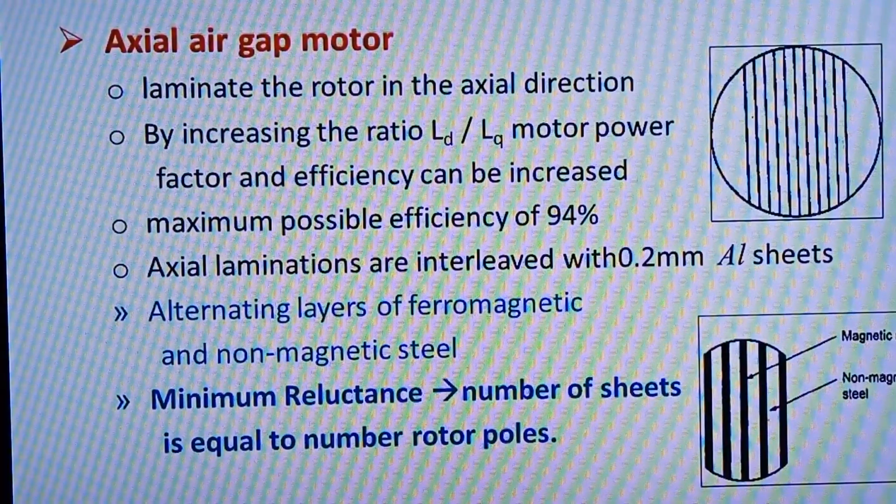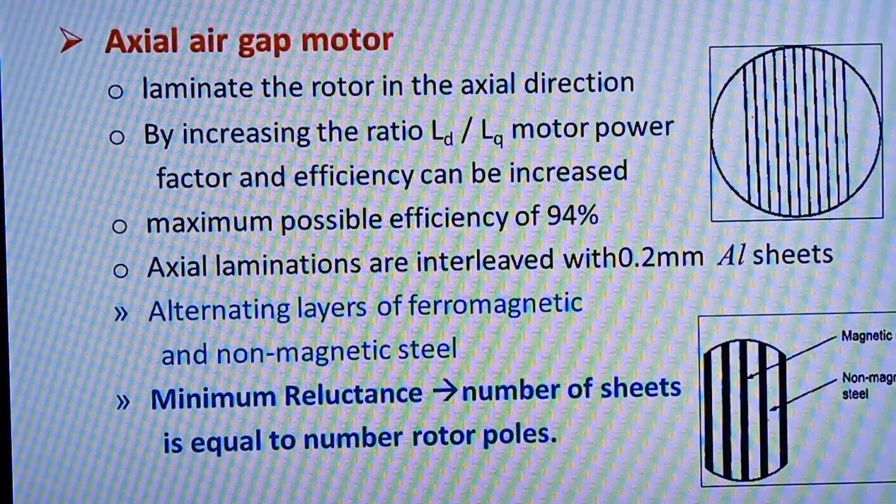In this axial air gap motor, many laminations are provided in vertical directions, which is shown in the figure. Some amount of aluminum sheets are also used here. The thickness of those aluminum sheets is 0.2 mm, and by using this axial air gap motor, we can attain around 94 percent efficiency. That is the maximum possible efficiency under this axial air gap motor.